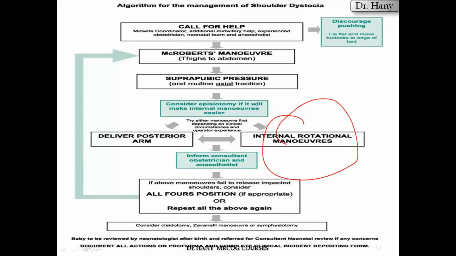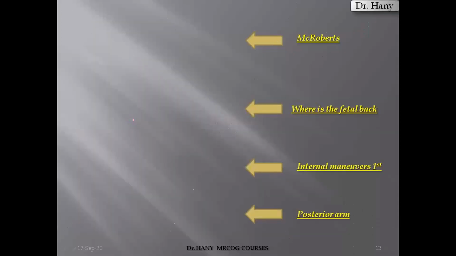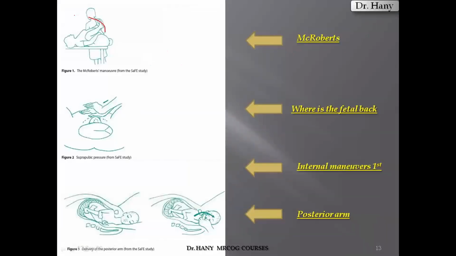Consider episiotomy if it will make the internal maneuver easier. So you will start with the internal rotation first, then delivery of the posterior arm. How to do this? This is McRoberts: flex and abduct the legs. The knees should be near the ears. Complete flexion and abduction.